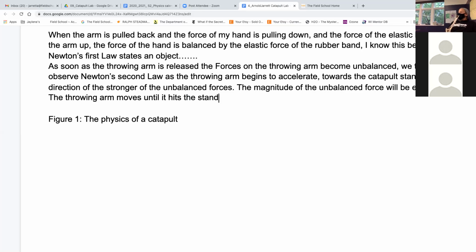Okay, looking at this, Ryan Crum, again, does it look like the throwing arm puts a force on the stand? Yes, it does. The throwing arm puts a force on the stand. Shivani.